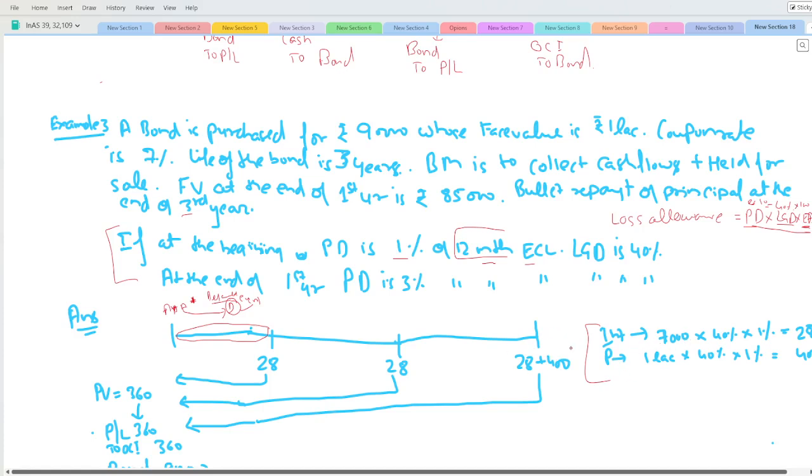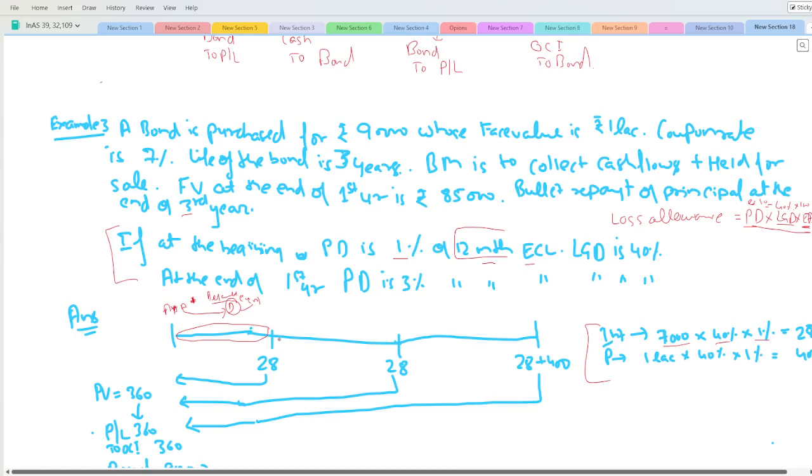Because it is mentioned in this material that you need to take the PV. So how do you take the PV? This is the actual thing. It's very difficult to visualize, but if you understand this example, then you can visualize it. On the interest also you will be applying this 1%. So 7,000 is your exposure, 40% is your loss given default, and 1% is your probability of default, the chance that the event will occur in the next 12 months.